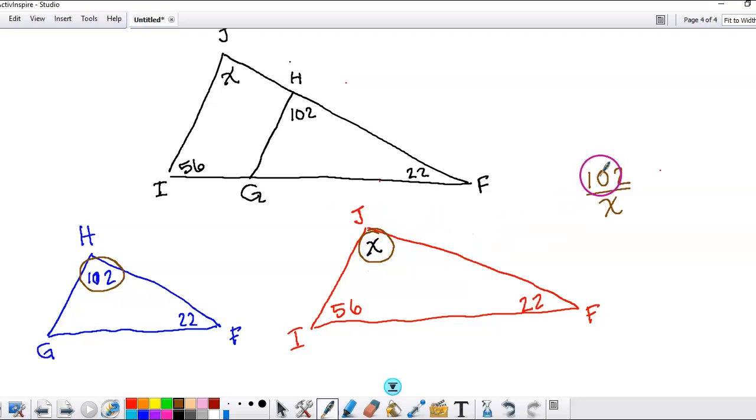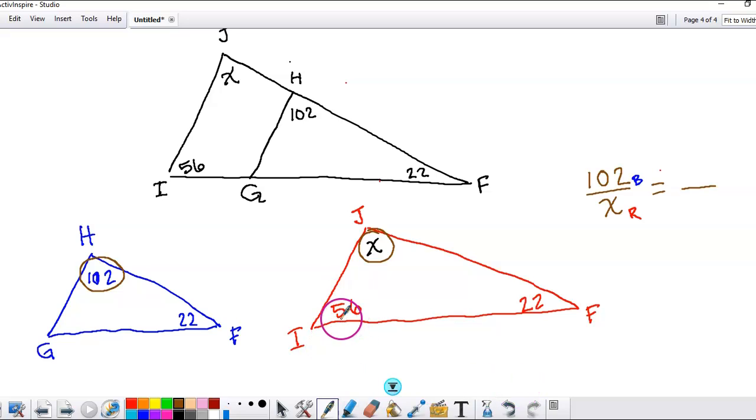You could have said X is proportional to 102, as long as you keep that consistent. So I'm going to label this that the 102 came from the blue triangle and the X came from the red triangle. Because when I set up my next proportion, I need to copy this blue over red. So for my next proportion, I need to find the sides of my triangle, the matching sides, and use them.